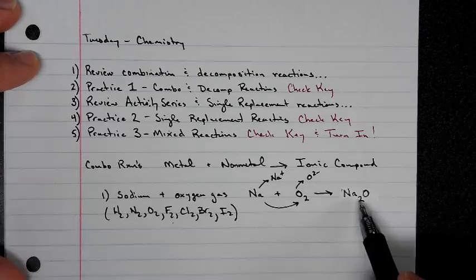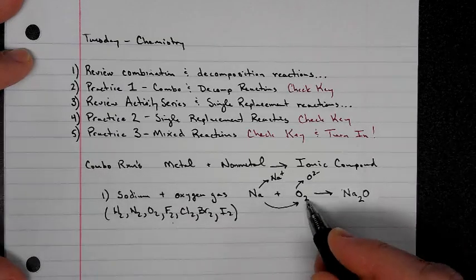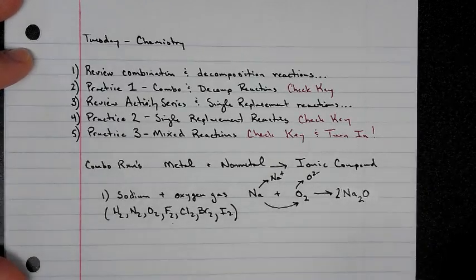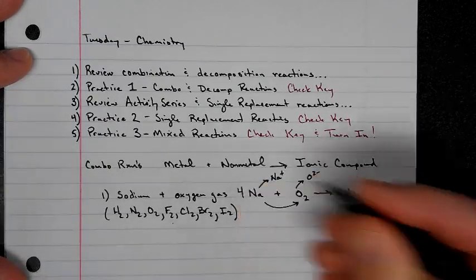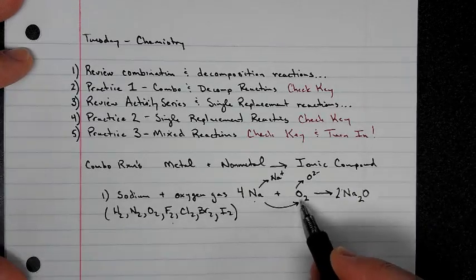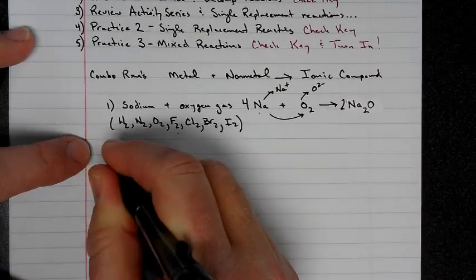Now, that's my unbalanced chemical equation. I need to balance it. You'll see that I've got 2 oxygens on the left, only 1 on the right. So I'm going to need to double the sodium oxide. When I double the sodium oxide, that gives me 4 sodiums. So I'm going to put a 4 over here. So my balanced chemical equation is 4 sodiums plus 1 oxygen makes 2 sodium oxides. Let's do another practice problem.